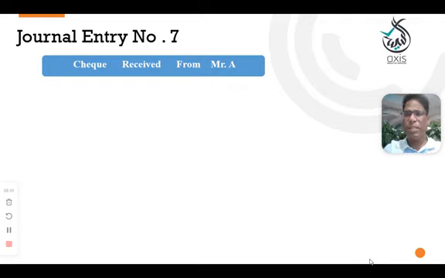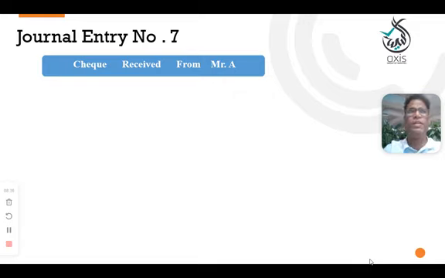Step number 1 is read the transaction and understand it in your mother tongue. Okay, we will try to understand in our mother tongue. Check received from Mr. A means Mr. A के पास से अपने अपन को check आया.